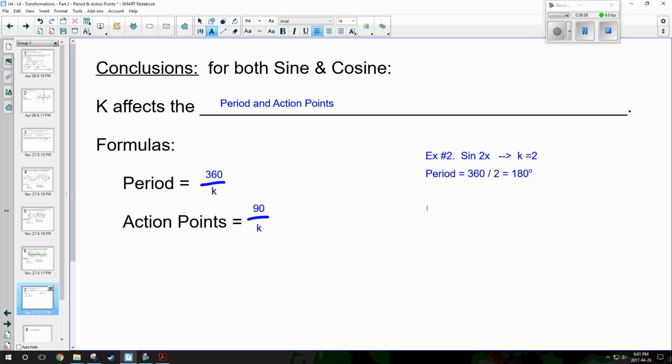So again, let's look at example number 2 here, when we had the 2 as our k value. Our action points, if we use our formula, 90 divided by our k value, which in this case is 2, we get that our action point should be every 45 degrees, which again, you can go back to example number 2 and check. It was that our action points occurred every 45 degrees.